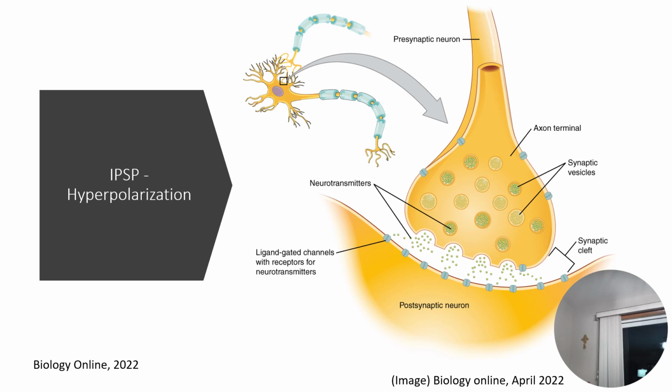Hyperpolarization inhibits any action potential from occurring. So it's triggered by an action potential, but the inhibitory state stops any further action potentials from happening, at least for a period of time.